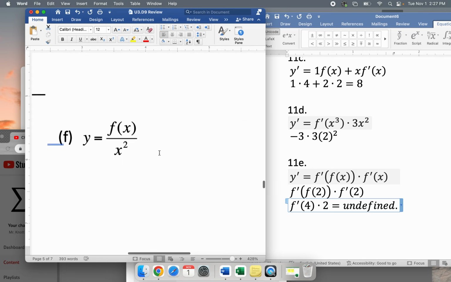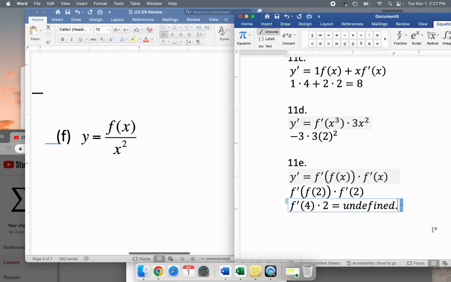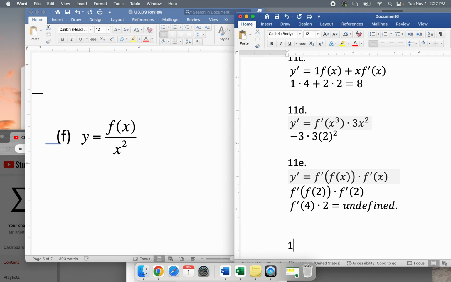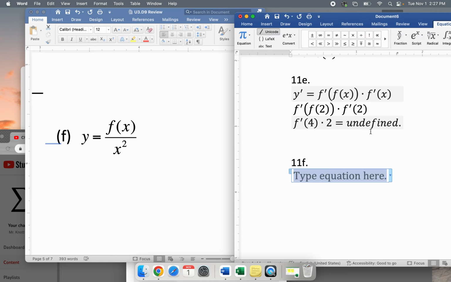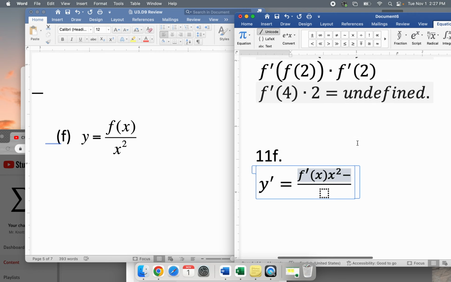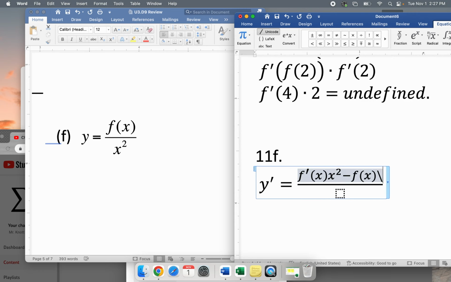Okay, y is equal to f of x over x squared. So the quotient rule says: derivative of the top, which is f prime, times the bottom left alone, minus the top left alone, times the derivative of the bottom, all over the bottom squared. Well, x squared squared is x to the fourth. So there's our derivative.